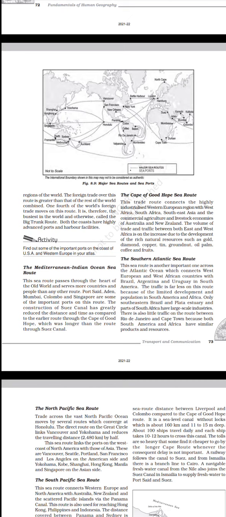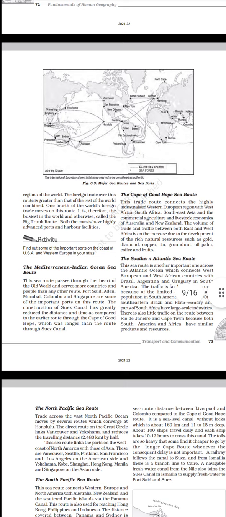The Mediterranean Indian Ocean Sea Route. The sea route passes through the heart of the old world and serves more countries and people than any other route. Ports at Aden, Mumbai, Colombo, and Singapore are some of the important ports on this route. The construction of the Suez Canal has greatly reduced the distance and time as compared to the earlier route through the Cape of Good Hope, which was longer than the route through the Suez Canal.